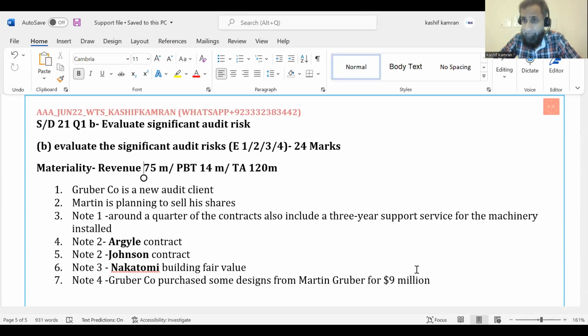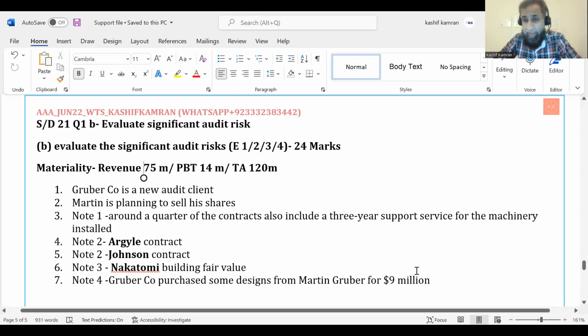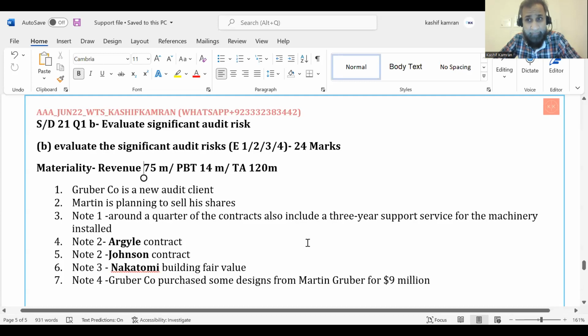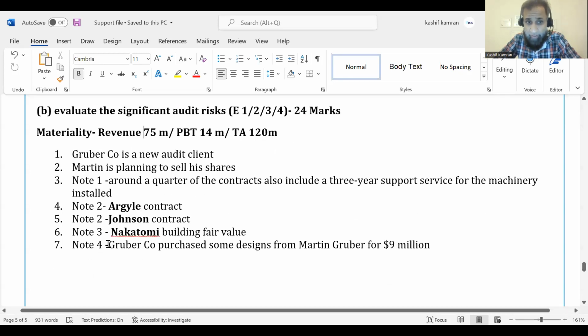And then the Grubber company purchased some designs from Martin Grubber at $9 million. And Martin Grubber was not sharing any information about $9 million with the audit team. And it seems that Martin Grubber is concealing some information about $9 million. So there are two possible things which can be identified in note number 4. In note number 4, Grubber purchased some designs from Martin Grubber.